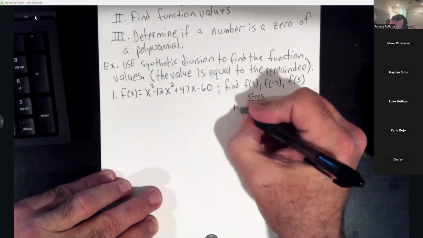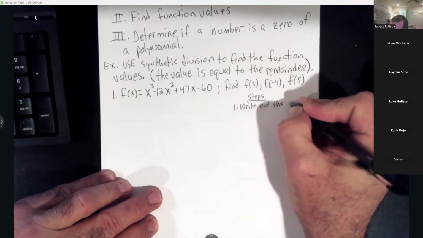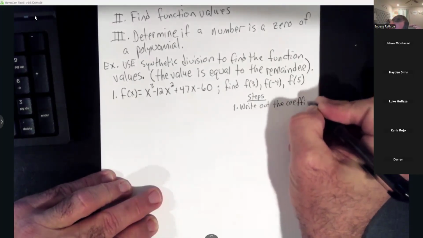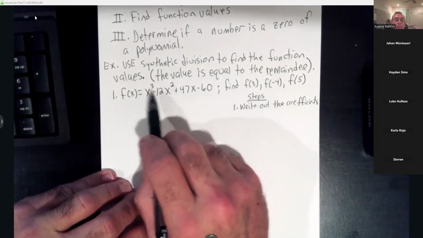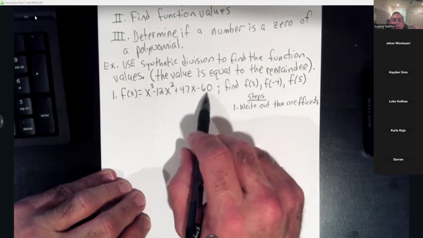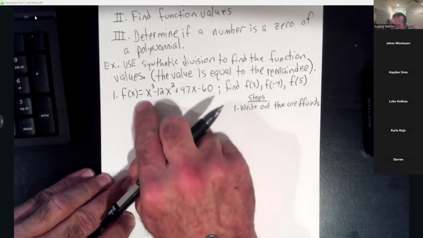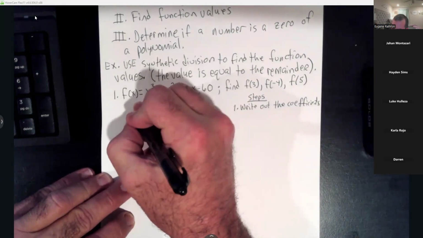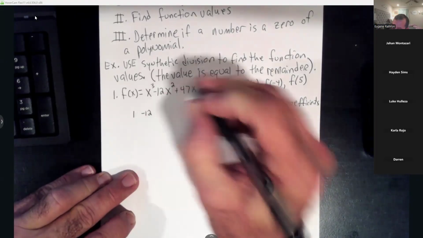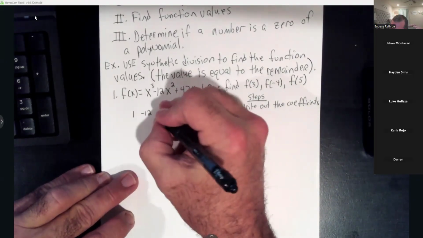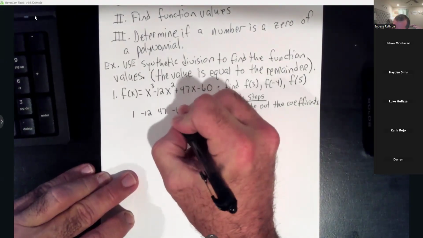So the first step, write out the coefficients. So the coefficients are the numbers in front of these variables and then that number at the end. So my first step, I'm going to write out those numbers. So that's a 1x cubed. So I'm going to write a 1. Next is negative 12. Next is 47. And then at the end is a negative 60.